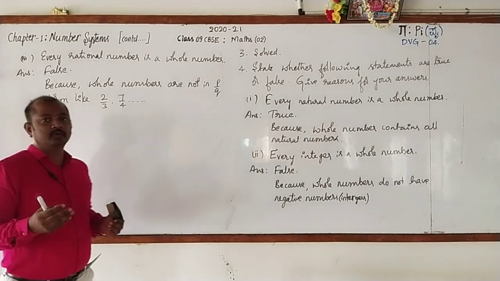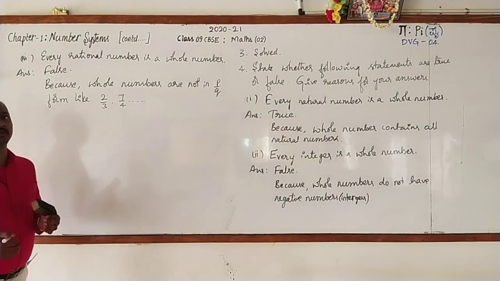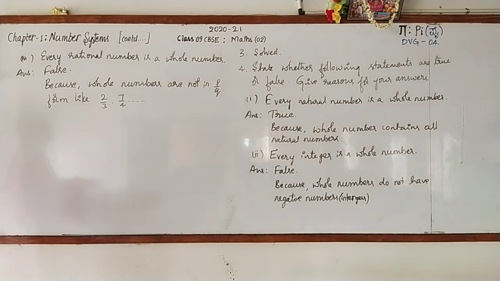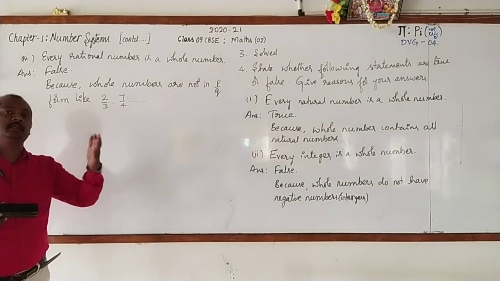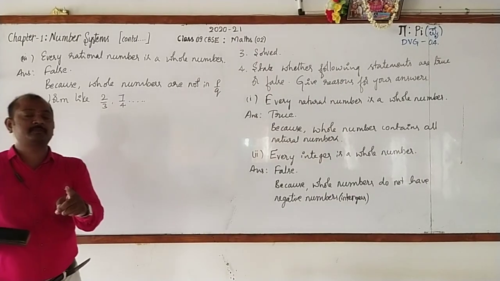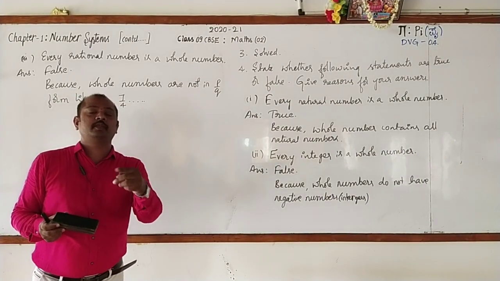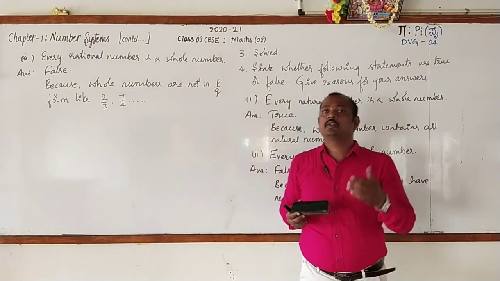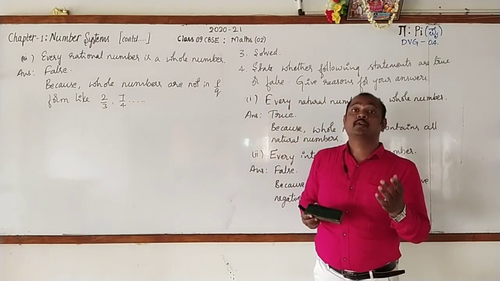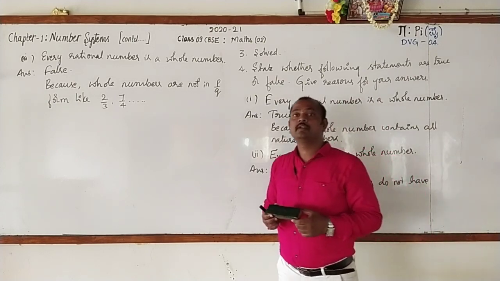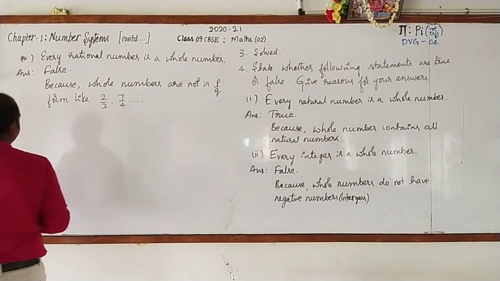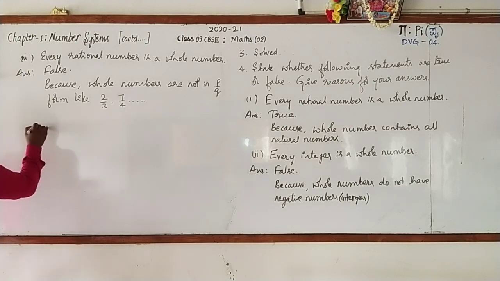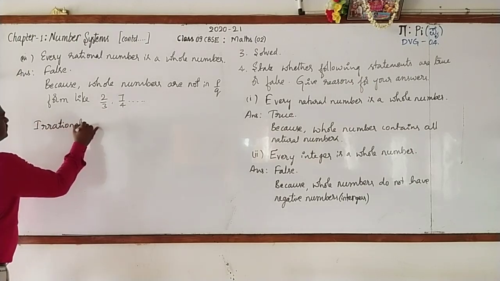Now let's move on to the next part of this chapter. In the next part of this chapter, we are going to learn another type of number, that is a number which cannot be expressed in the form of p by q, where p and q are integers and q is not equal to 0. What do you call such numbers? They are called irrational numbers. Please write the definition with me. Side heading: irrational numbers.